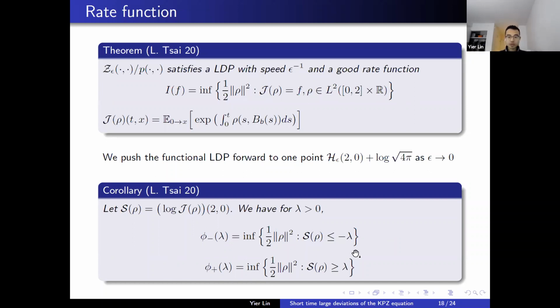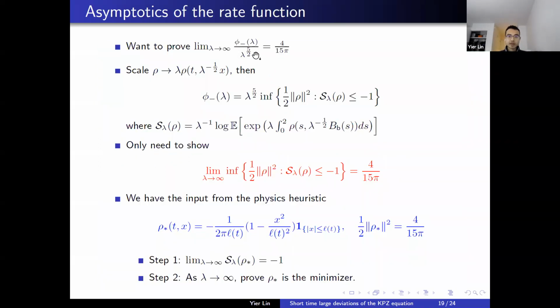The more important thing, as I mentioned at the beginning, is to understand the asymptotics of this rate function as you go very deep in your lower tail. So take lambda very big. You want to prove that you will see this 5/2 power law rise.